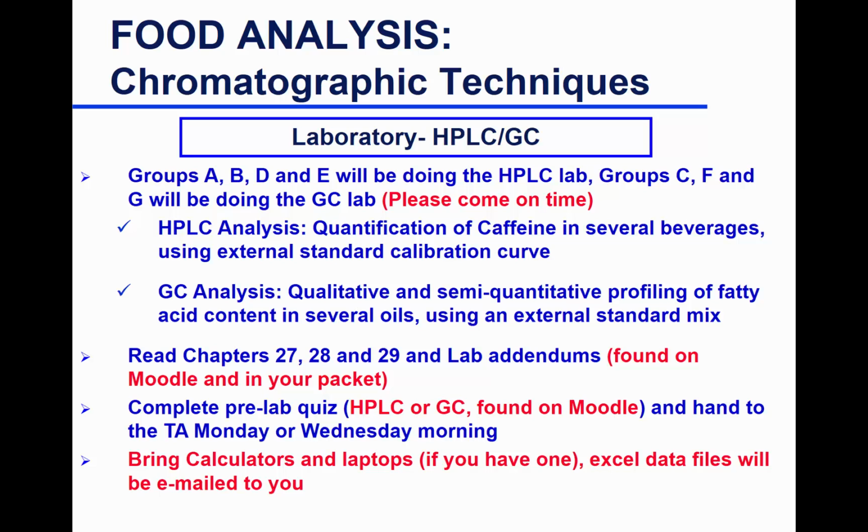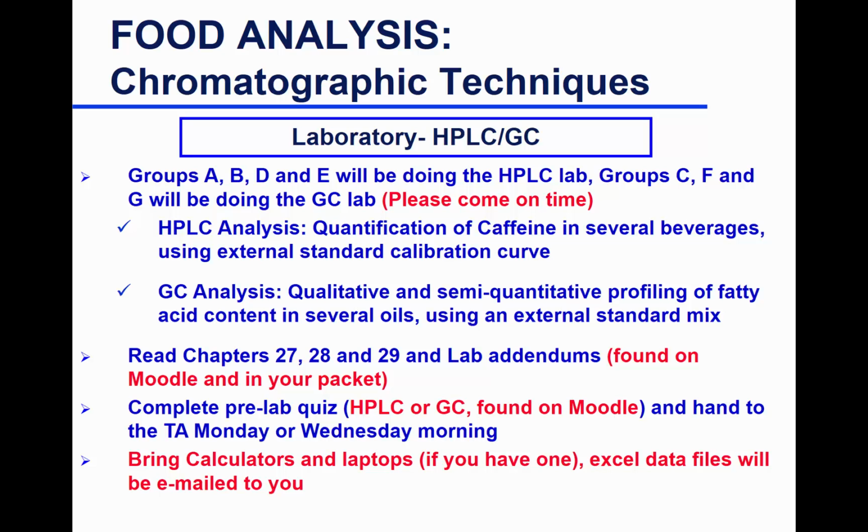So 2 groups on Monday, A and B, will be doing the HPLC lab. Monday lab has already formulated groups, so you know who your group is. Make sure you complete pre-lab questions regarding HPLC. Group C for Monday will be doing the GC lab. And then on Wednesday, groups D and E will be doing HPLC, and F and G will be doing GC. Write this down, and then at the end of the lecture, you can select which group you're going to be in.